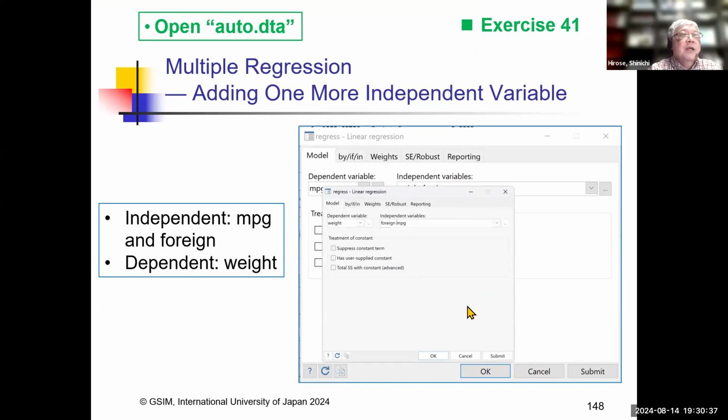Actually, foreign is a 1, 0 variable. So to be strict, we need to treat this foreign number as a binary value. But for simplicity, I will treat it as a continuous value here.